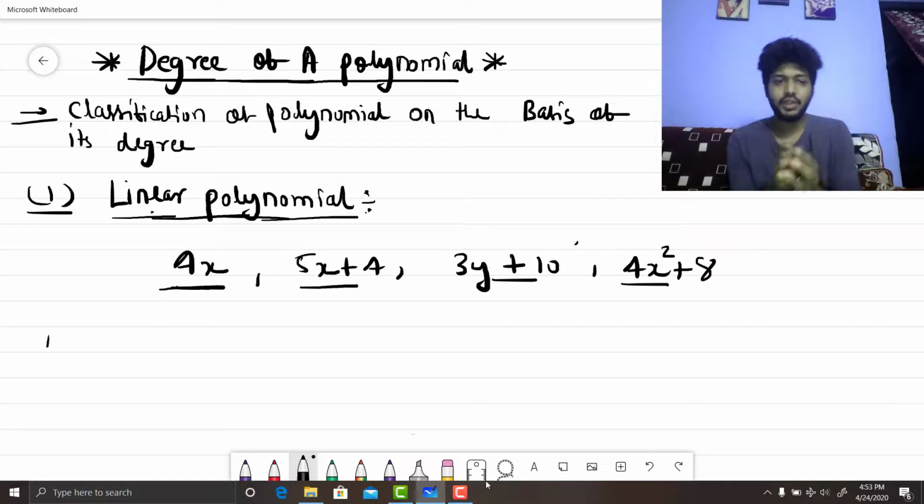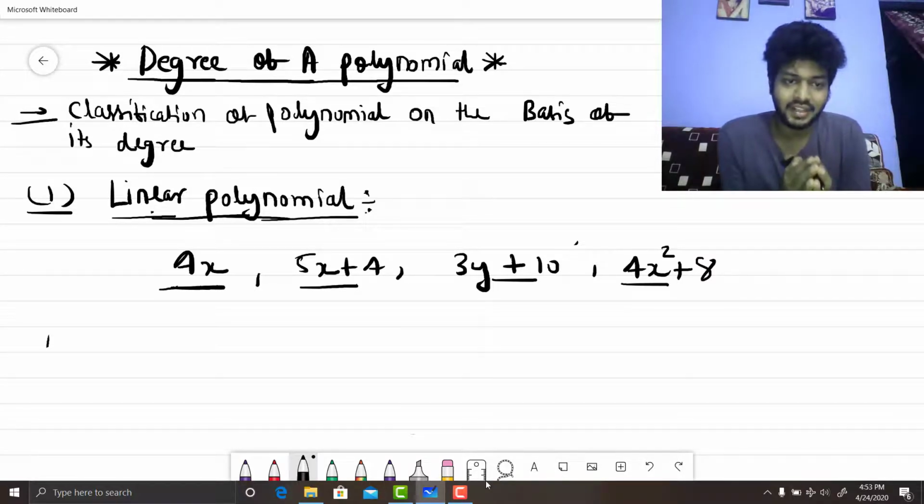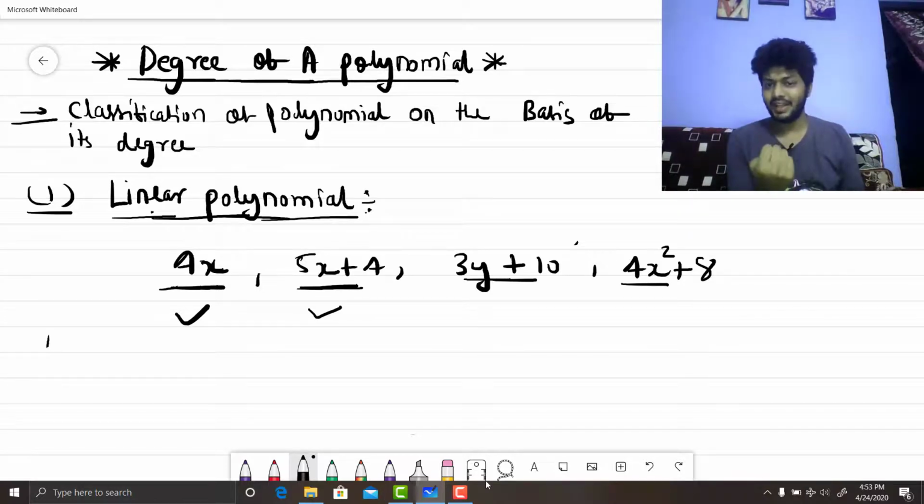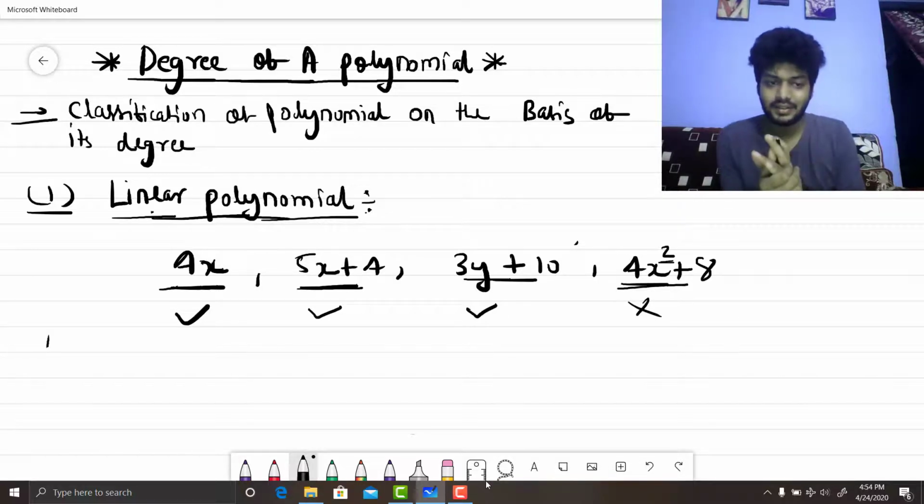So what I have told you is that a polynomial of degree 1 is called a linear polynomial. Here we'll check the variable and its power is 1, so it is a linear polynomial. Here we have variable x, and its power is 1, therefore it is also a linear polynomial. And here it is a variable in y, and the exponent is 1, therefore it is a linear polynomial. Here it is a variable in x, and the power is 2, therefore the degree of the entire polynomial is 2, so this is not a linear polynomial.